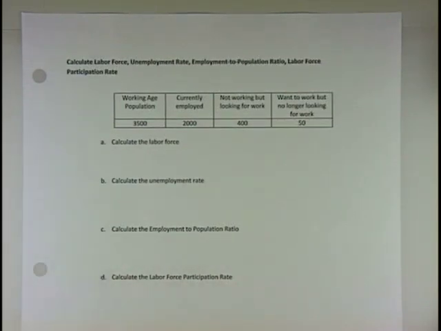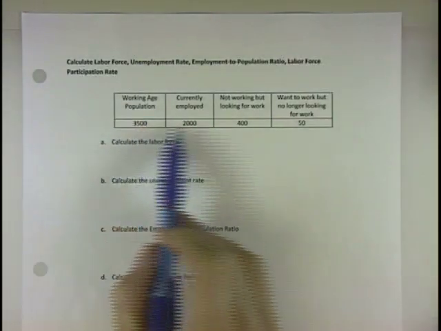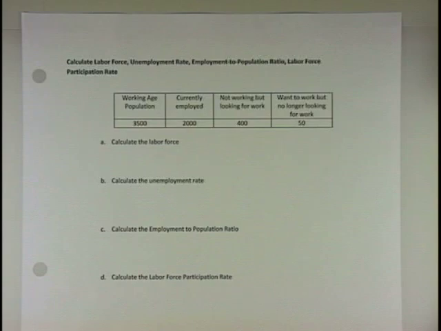For this one, we have several things we want to calculate. We want to calculate the labor force, the unemployment rate, employment to population ratio, and the labor force participation rate. Now, these are probably the types of numbers that you'd be given.